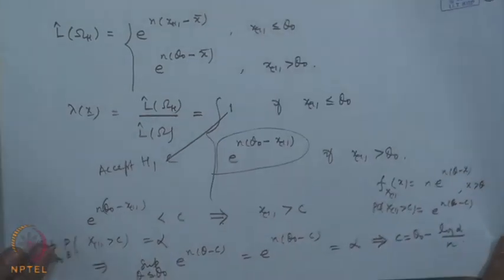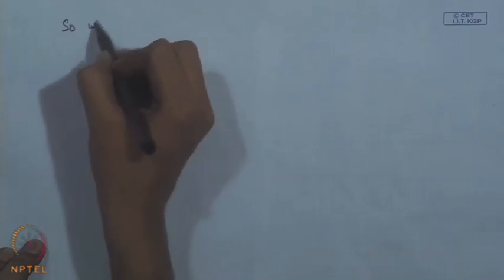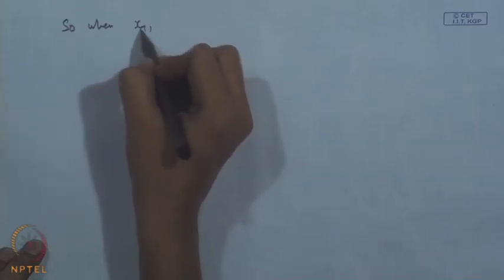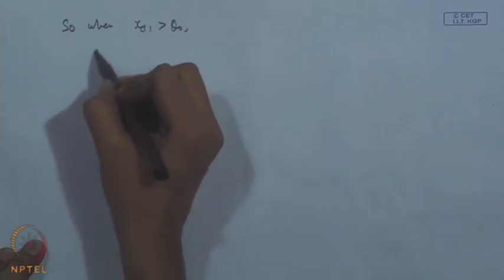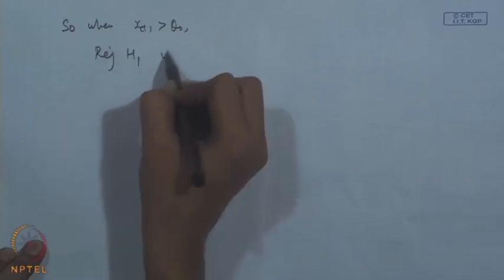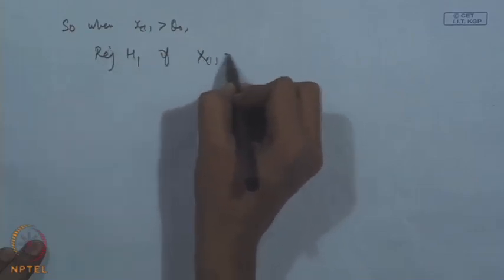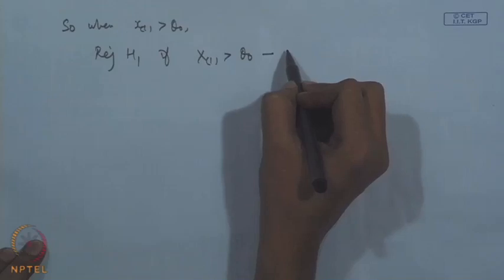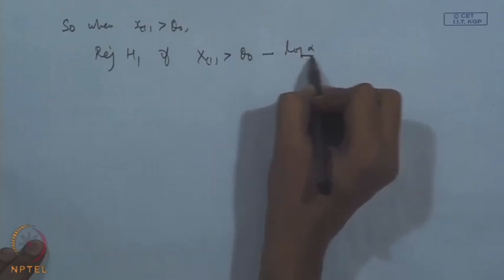So, the likelihood ratio test is: reject h 1 if x 1 is greater than theta naught minus log of alpha by n.